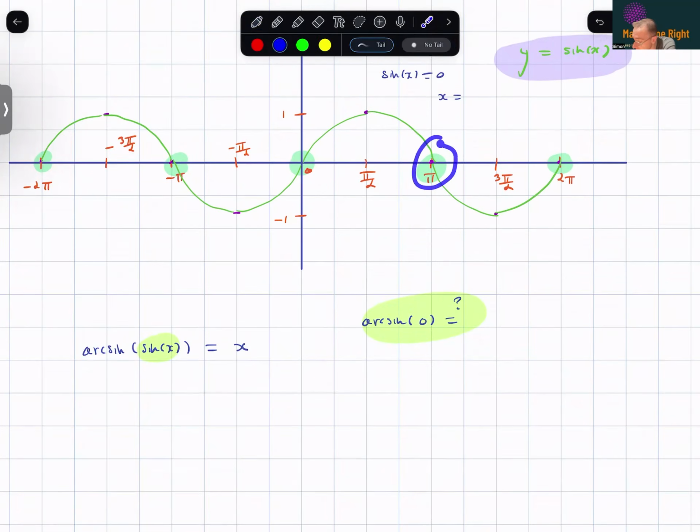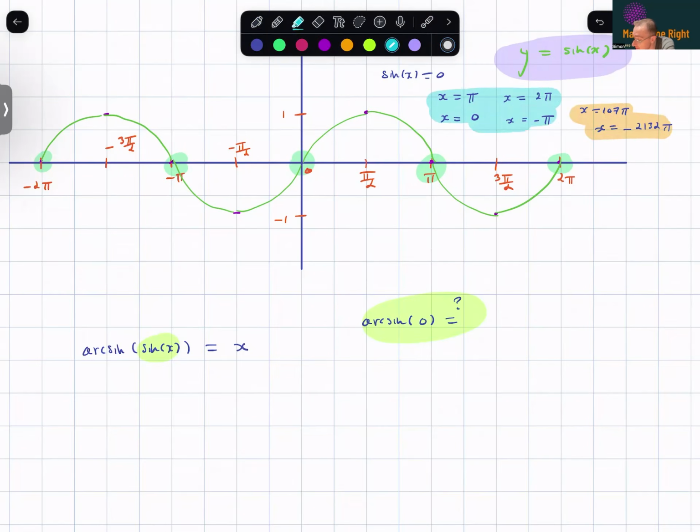Well, we could have x is equal to pi. I've got these highlighted here, right? X is equal to pi. We could have also x is equal to 0. We could have x is equal to 2 pi. We could have x is equal to negative pi, or x is equal to 107 pi, or x is equal to negative 2,132 pi. There we go. Right? Any integer multiple of pi, sine maps to 0. Any x value which is an integer multiple of pi, sine is going to send that to 0.